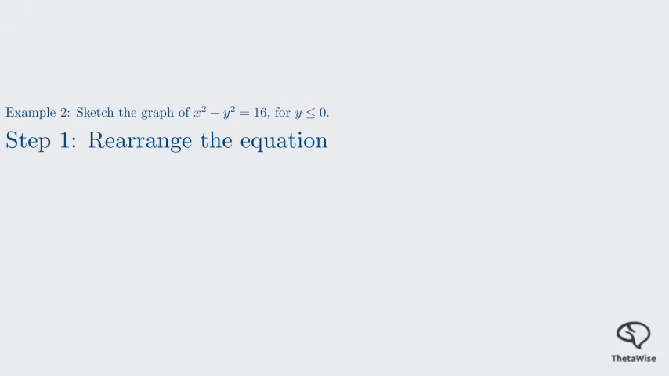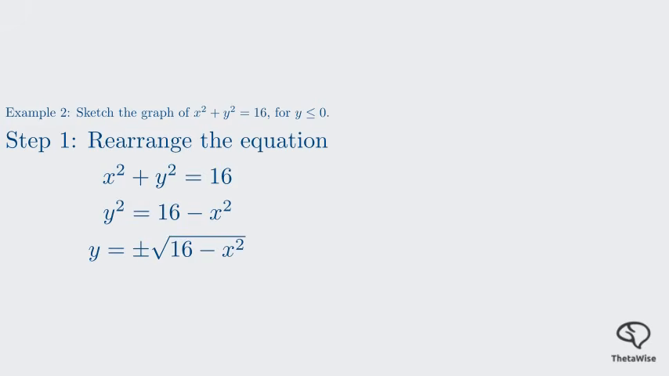Let's try an example that requires a bit more rearrangement. Sketch the graph of x squared plus y squared equals 16, where y is less than or equal to 0. Step 1 is to rearrange the equation to resemble a general form. We need to isolate y on one side. First, we subtract x squared from both sides to get y squared equals 16 minus x squared. Then, we take the square root of both sides, remembering to include both the positive and negative roots. So, y equals plus or minus the square root of 16 minus x squared.